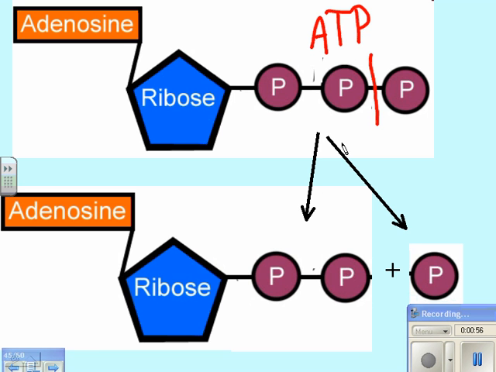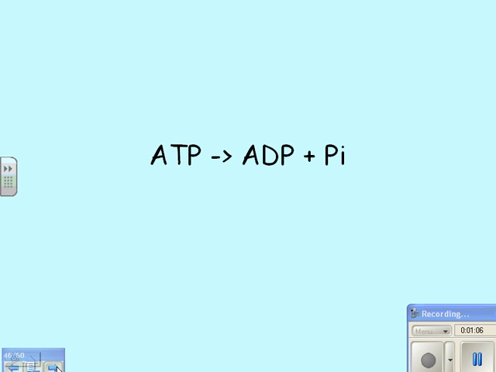So T is for tri, ATP, and down here you only have 2 phosphates, so it's ADP plus P. And usually we put a little i to show that it's inorganic, it's got no carbon with it. So you can also write it this way, ATP breaks down into ADP plus Pi.